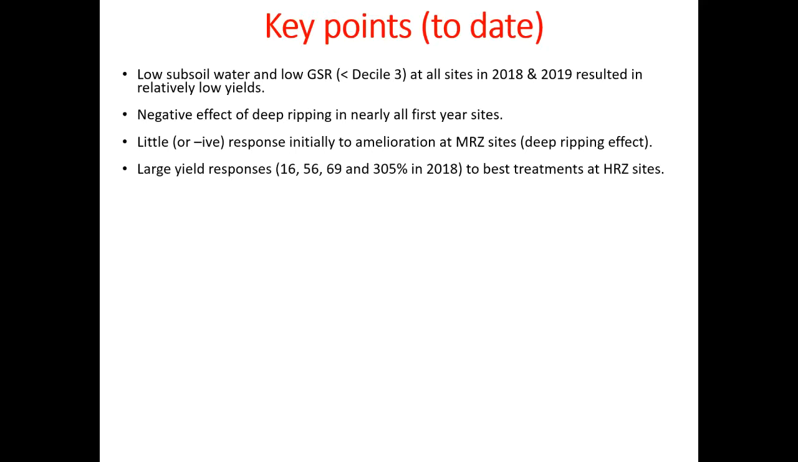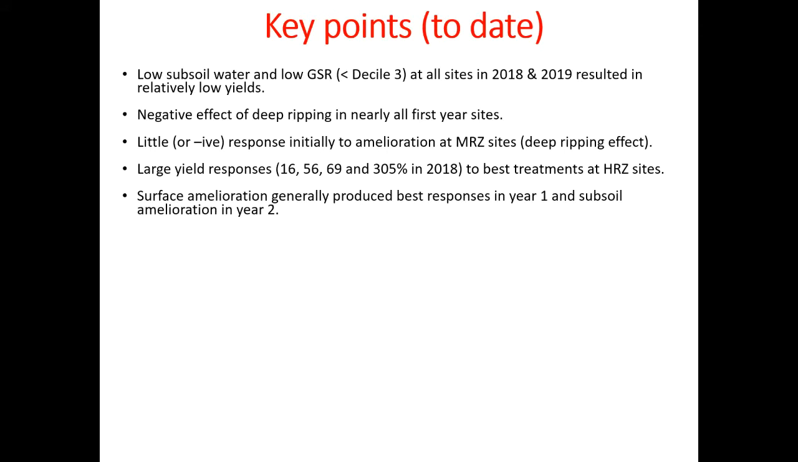However, where we have high rainfall zone environments, we're seeing, after the first or second year, up to in some cases a 300% yield response in those sites. We find that if you just apply the ameliorant to the topsoil, you tend to get the best response in year one. But from year two onwards, so we're in the third year of the trial now, we're seeing our largest grain yield responses to subsoil amelioration.